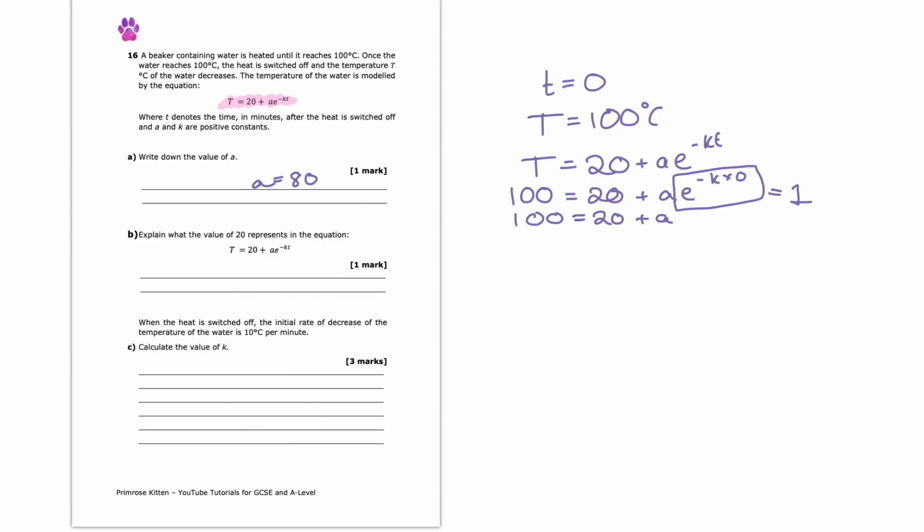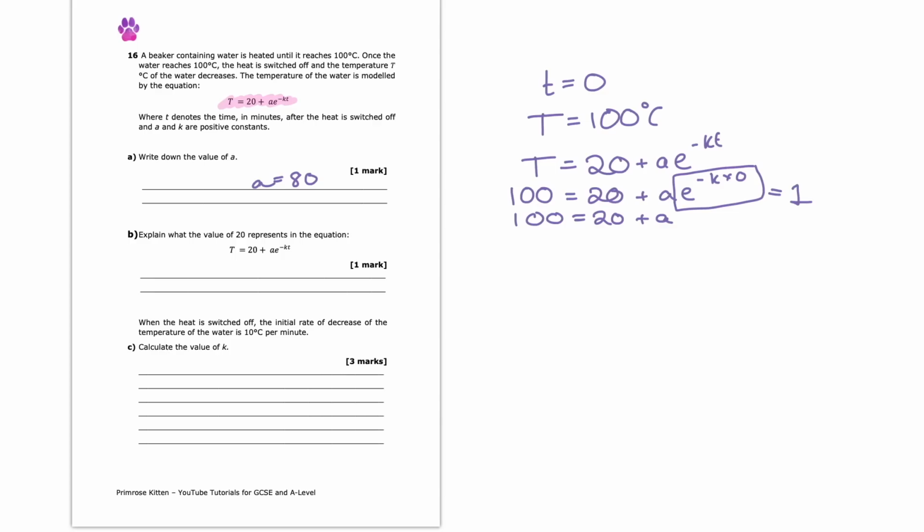And that will be the solution for part A. So B, explain what the value of 20 represents in this equation. So 20 is basically the absolute lowest temperature that this water is going to go. And that means that if we're given it context, it is going to be what room temperature represents, because this is a beaker sitting in a room and it's never going to go cooler than the temperature of its surroundings.